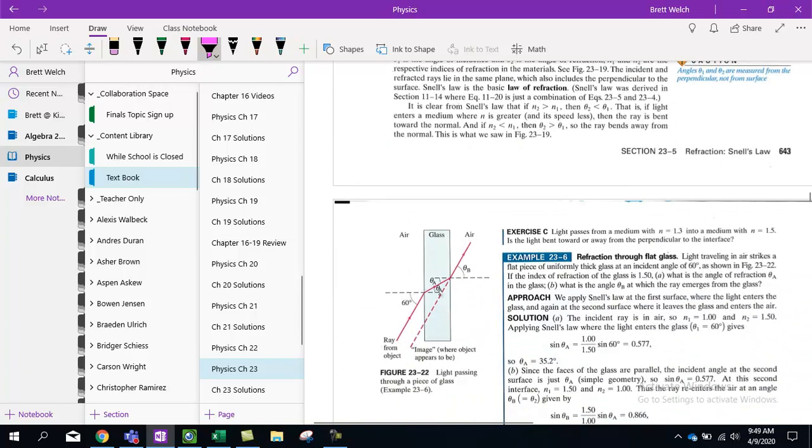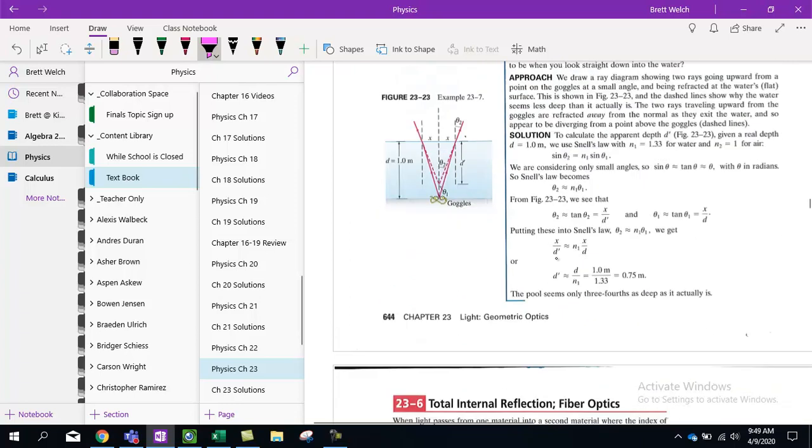Now coincidentally, these angles will match because of the AIA theorem, alternate interior angle theorem from geometry. And so then we have theta B here. Theta A would match theta A, and so on. So we can use Snell's law to say what angle this light is coming in and out at.